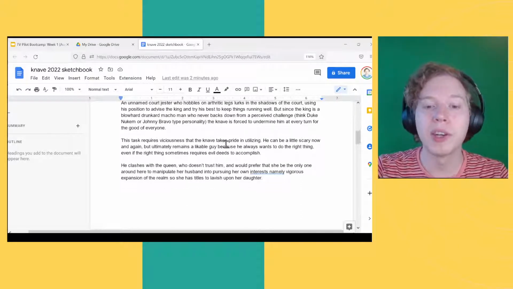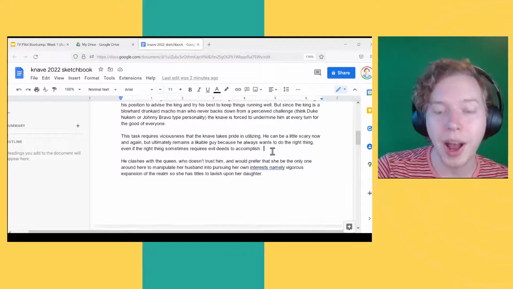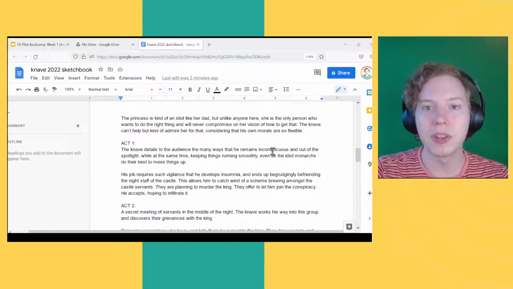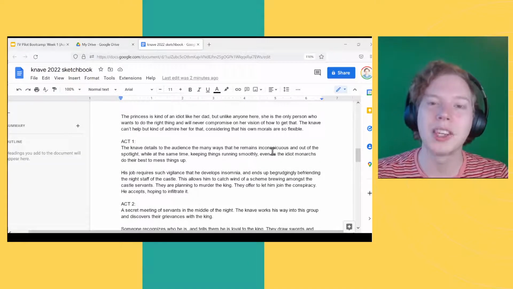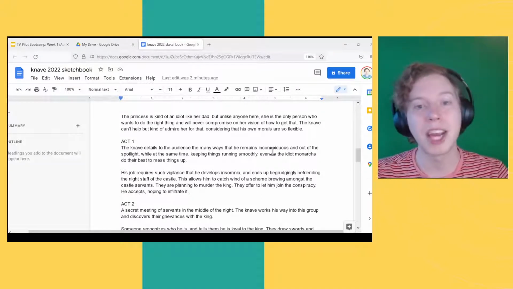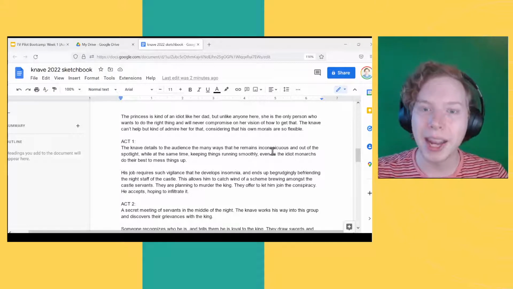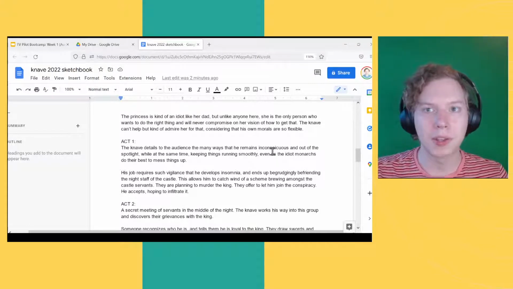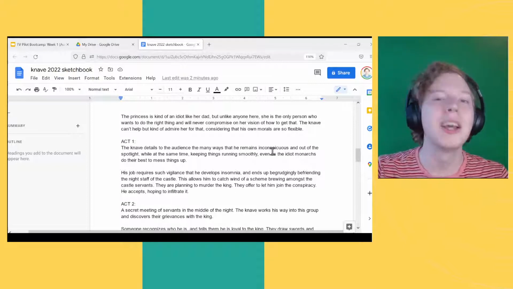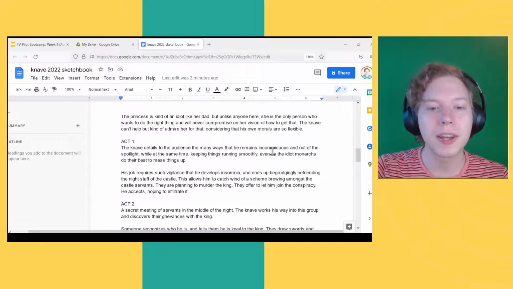This task requires viciousness that the knave takes some pride in utilizing. I think that at certain points the knave actually has to get a little bit scary, and that's why I think it's interesting to not give us the character's name. I think he should remain a little enigmatic to the audience, and that's why Fleabag was one of my comps. The way that the main character stays a little bit mysterious to us, and sometimes a little bit unnerving, kind of fascinates me.